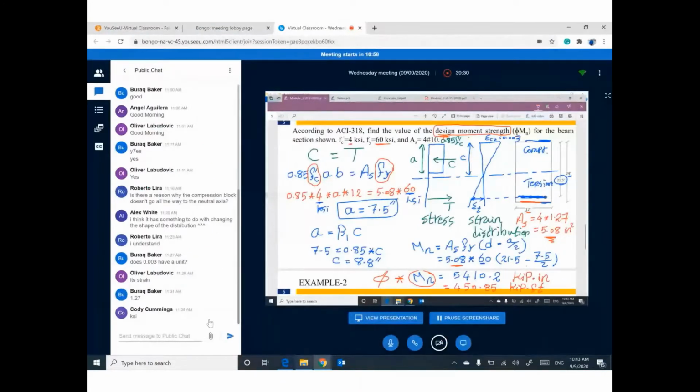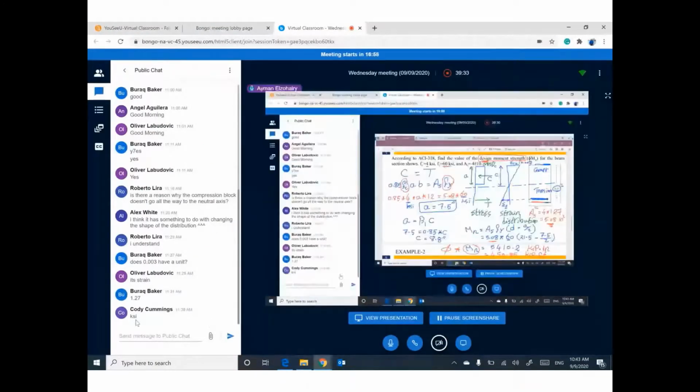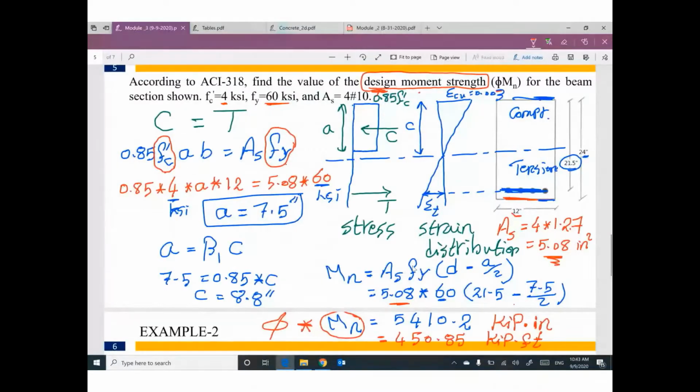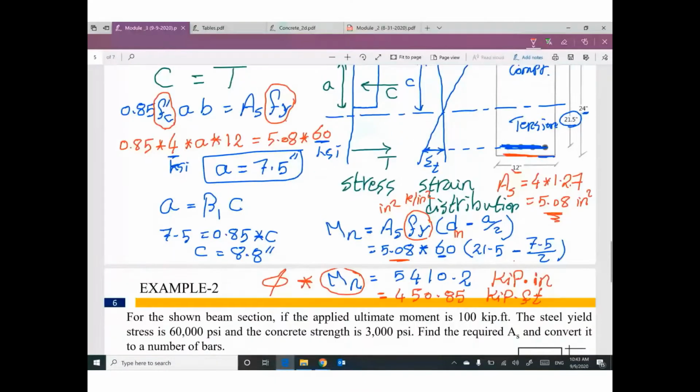No, Kudi, not KSI. The stress was KSI. So if you figure out the units, this one is inch square, this one kip per inch square, and this one in inch. So your final unit will be kip inch. I need to divide it by 12 to get kip foot. So my step right now, I need to figure out the value of phi.